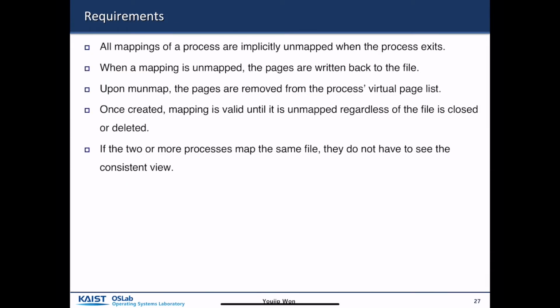Following are the requirements when you're writing mmap and munmap. All mappings of a process are implicitly unmapped when the process exits. When a mapping is unmapped, the pages are written back to the file. Upon munmap, the pages are removed from the process's virtual page list. And once created, the mapping is valid until it is unmapped, regardless of whether the file is closed or deleted. So this is a very important constraint. If two or more processes map the same file, they don't have to see a consistent view. So this is also very important.